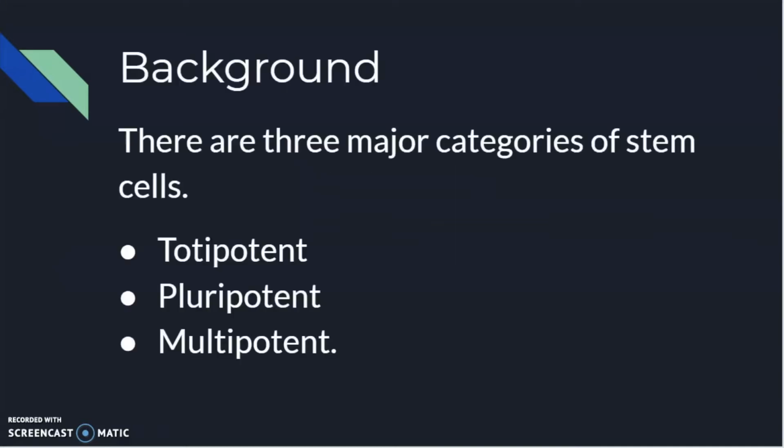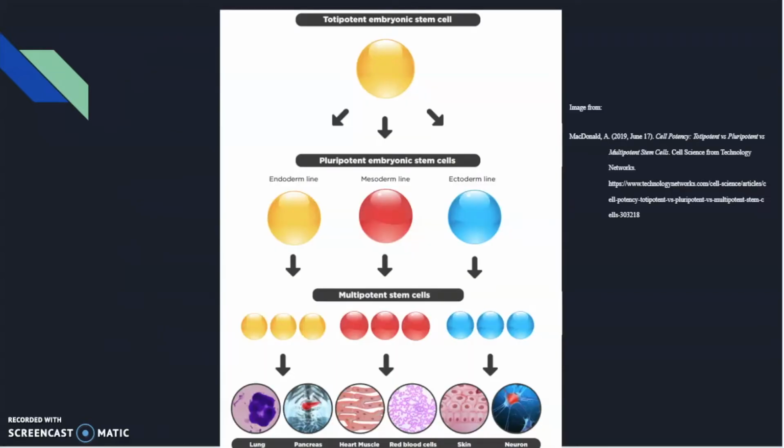So to get started, a little bit of background. There are three major categories of stem cells. We have the totipotent stem cells, pluripotent, and multipotent stem cells. So here's a graphic just showing that pattern of differentiation that you see among the stem cells. You see, start with totipotent, move to pluripotent, move to multipotent, and then of course the cells of our body.